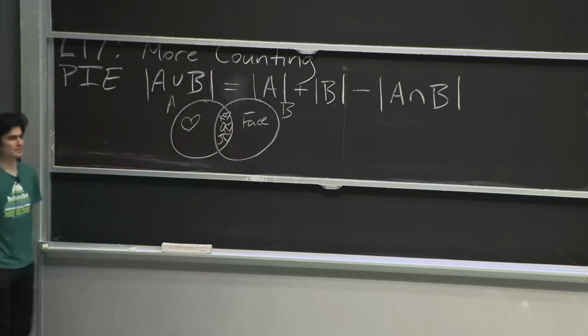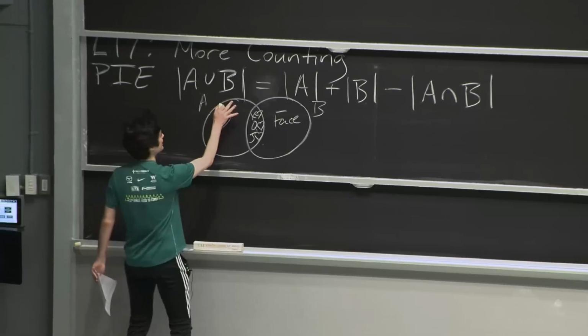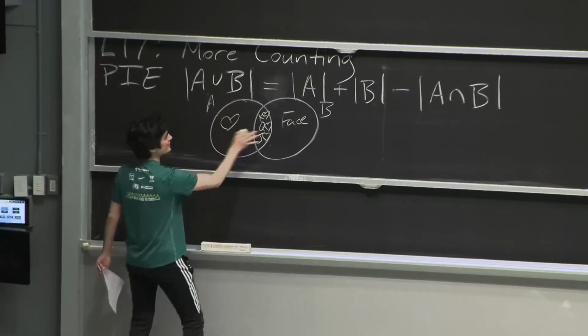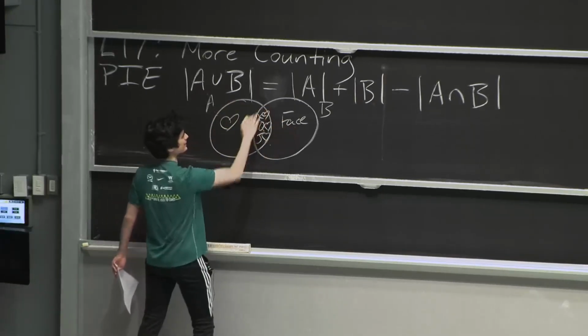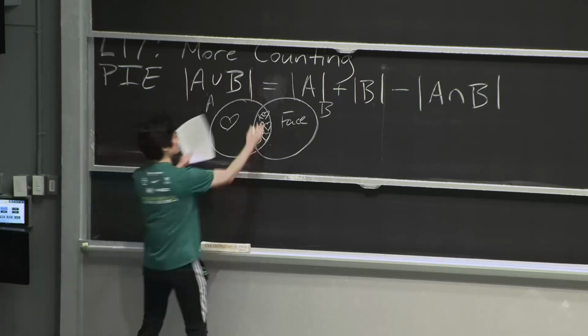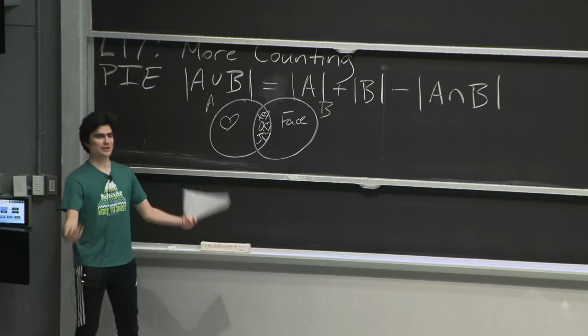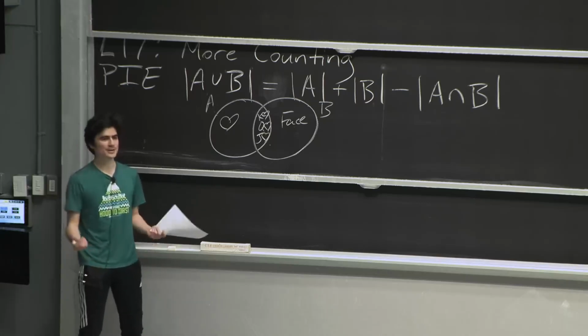Okay? So if we want to compute the size of the union, we're going to take the things that are only on the heart side, the things that are only on the face side, and then the things that are in the intersection, we only want to count them once, right? But that's counted in both of A and B, right? So we're going to add together the sizes of A and B and then subtract out the middle. Okay? Does that make sense to everybody?